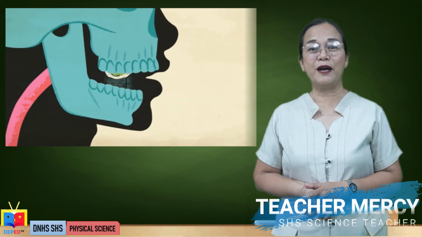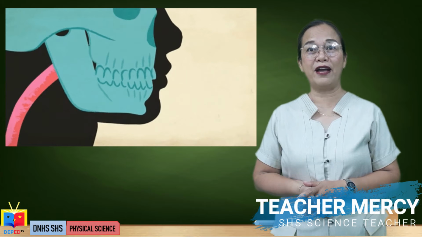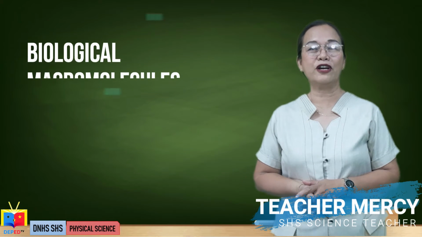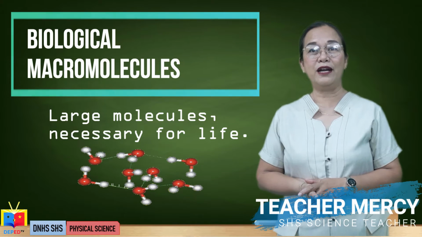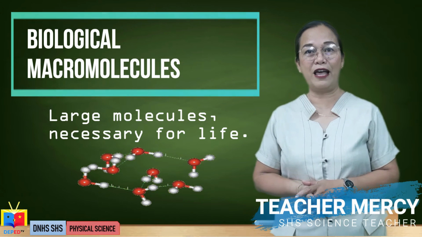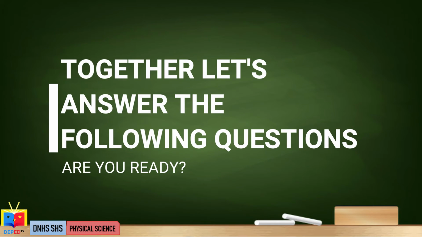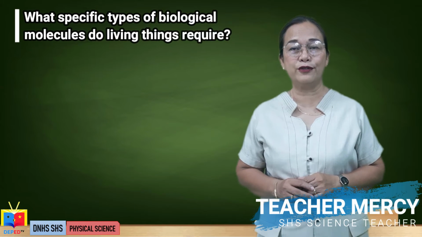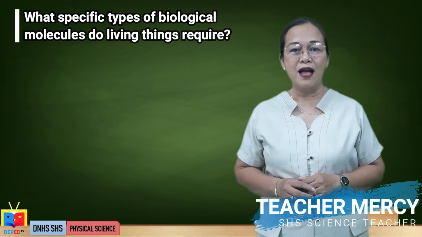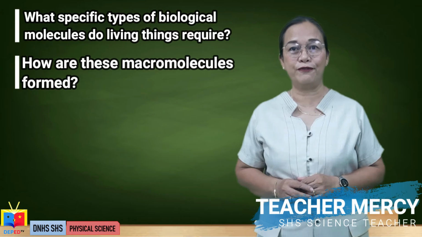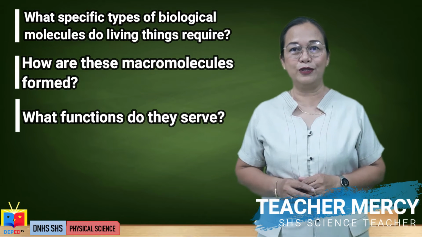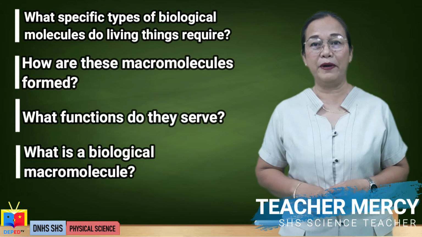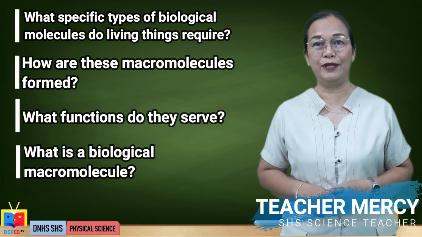Food provides the body with nutrients it needs to survive. Many of these critical nutrient elements are biological macromolecules, or large molecules necessary for life. What specific types of biological molecules do living things require? How are these macromolecules formed? What function do they serve? What is a biological macromolecule?